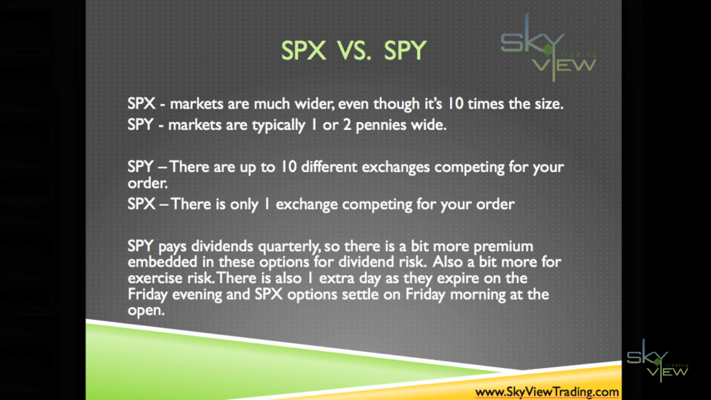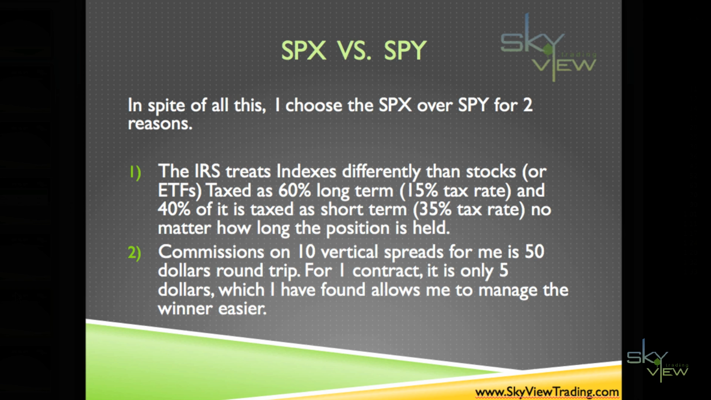One more thing to note, the SPY pays dividends quarterly, so there is a bit more premium embedded in these options for the dividend risk. Also, there is a bit more premium for the exercise risk. There is also one extra day, as these expire on Friday evening and SPX options settle on Friday morning at the open. In spite of all of this, I choose the SPX over the SPY for two reasons.